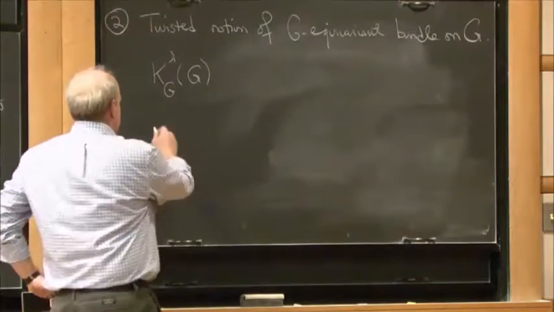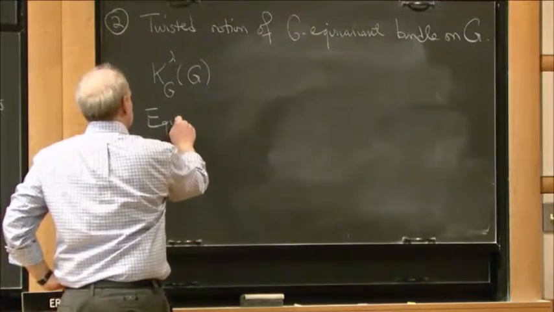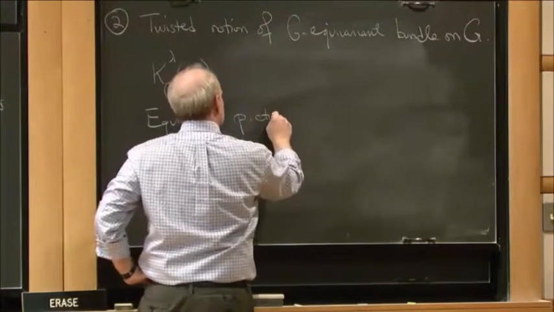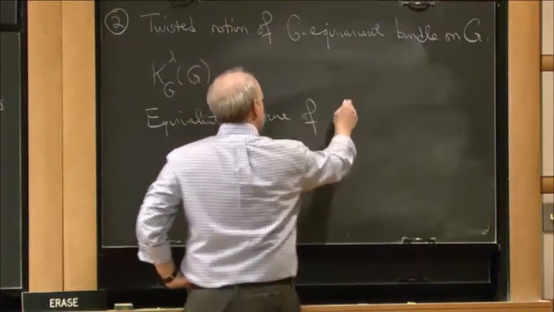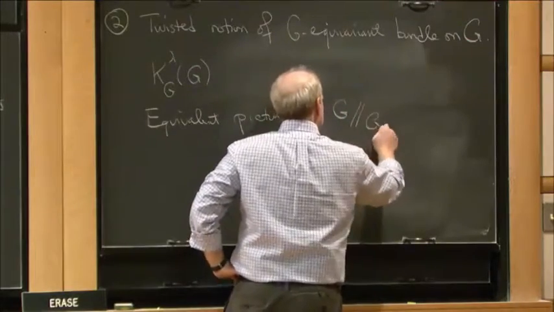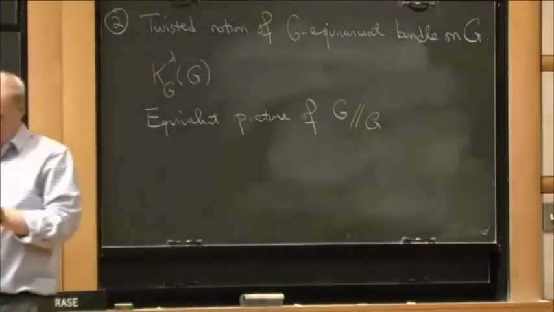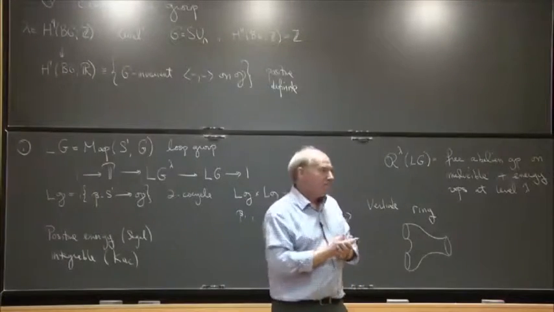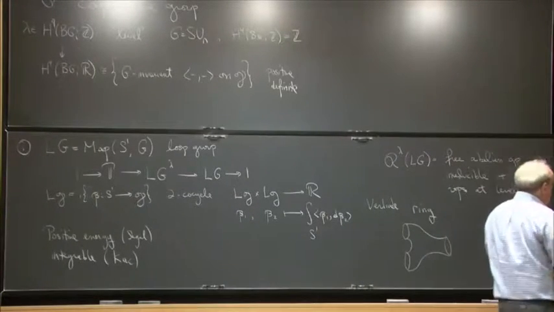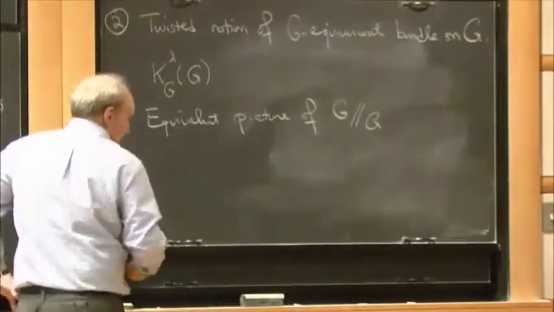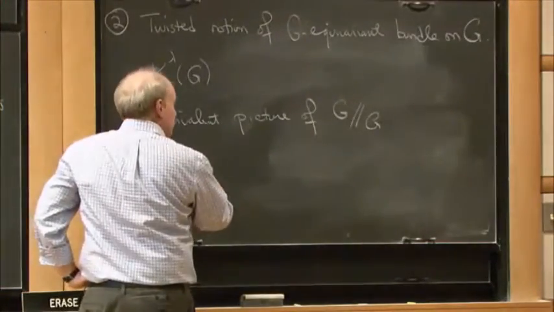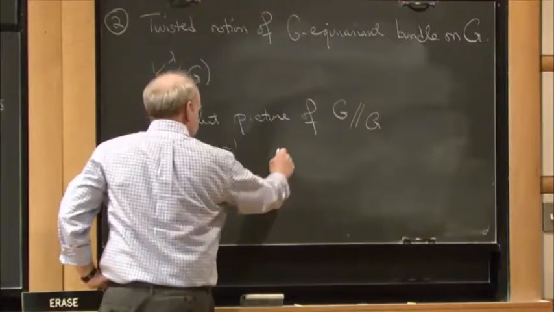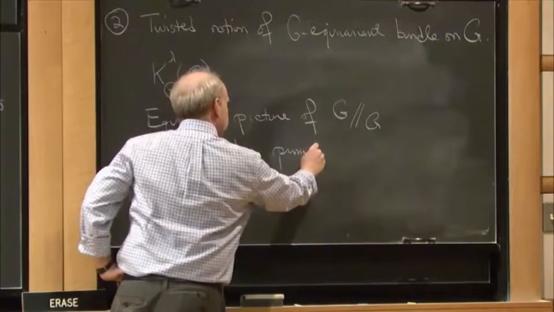conjugation. So we're going to make an equivalent picture of something I'll call that, but just think of that as the equivariant space where I have G acting on itself by conjugation. And the equivalent picture brings in the circle, and it brings in the circle by looking at a principal G bundle. So let's suppose that we have a principal G bundle.